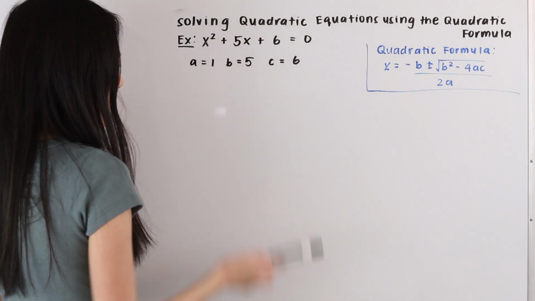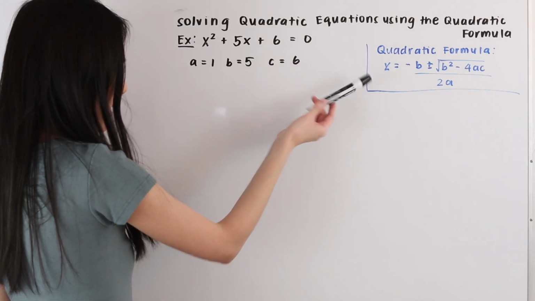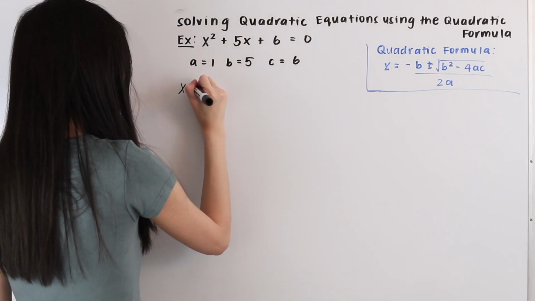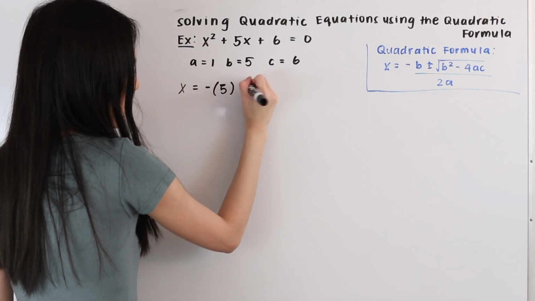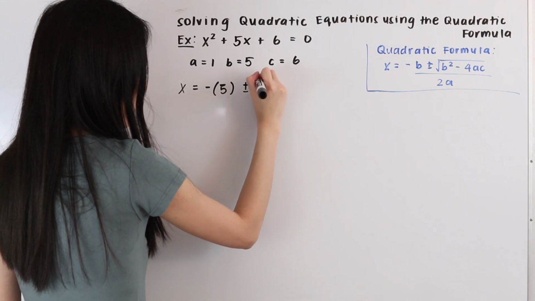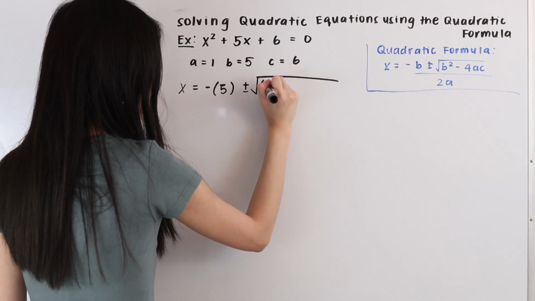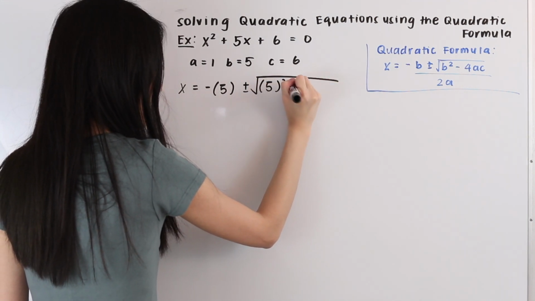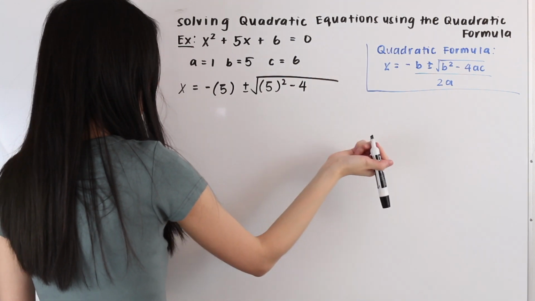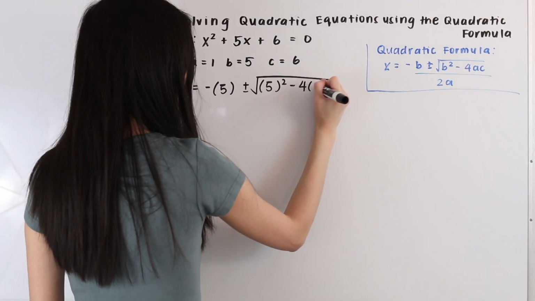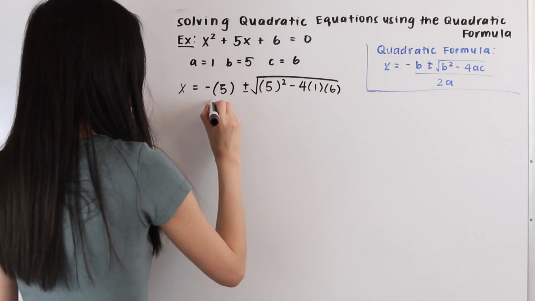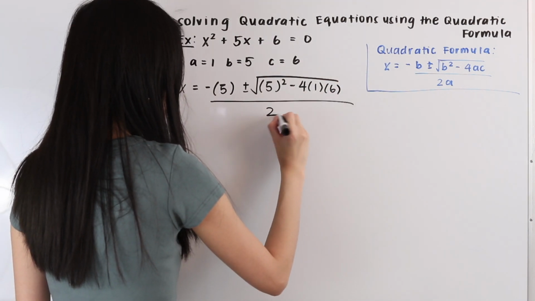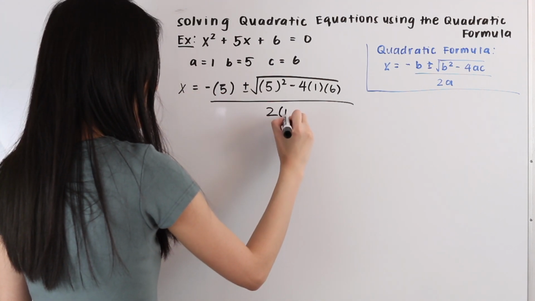And now let's go ahead and plug in a, b, and c into our quadratic formula. So we have x is equal to negative b, so we have negative 5, plus or minus the square root of b squared, so we have 5 squared minus 4ac. So a is equal to 1, and c is equal to 6. And this is all over 2a. So we have 2 times 1.